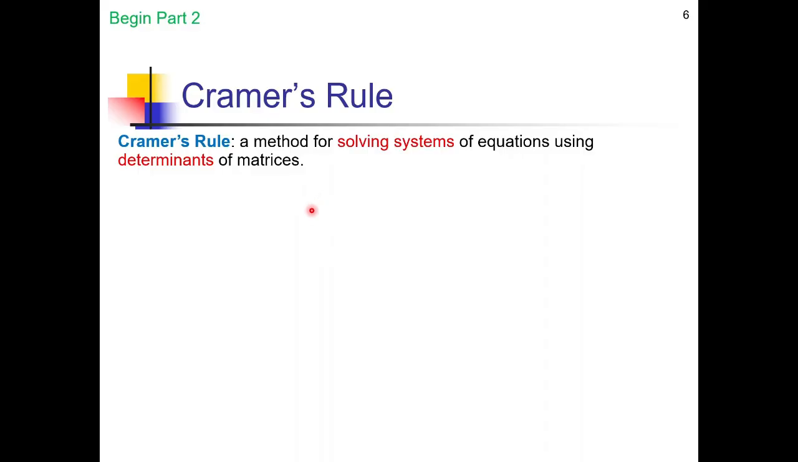So how do we use Cramer's rule? Well, let's say that we're given a system, and I'll just do a 2x2 system here just to start small. So let's say we're given a system in the following format.